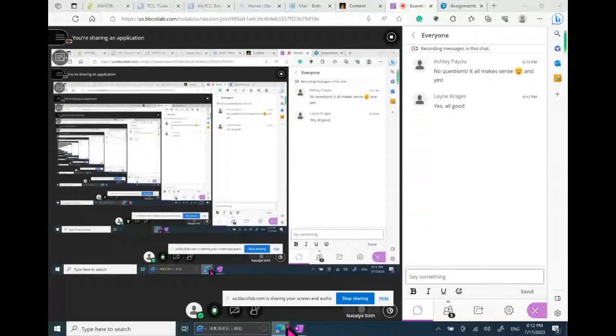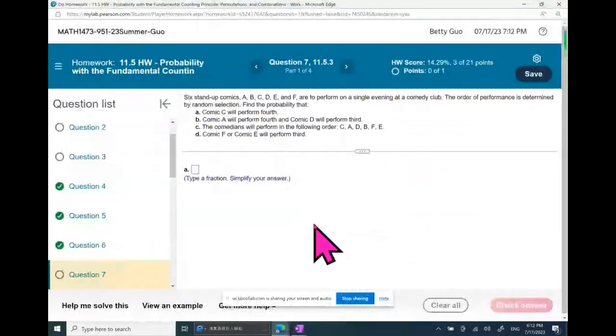Perfect. So let's continue. Go to question number 7. Six stand-up comics, A, B, C, D, E, F, are to perform on a single evening at a comedy club. When I see performance, that's about the ordered arrangement, so we should know that's a permutation problem. The order of performance is determined by random selection. Find the probability that A, B, C, D.